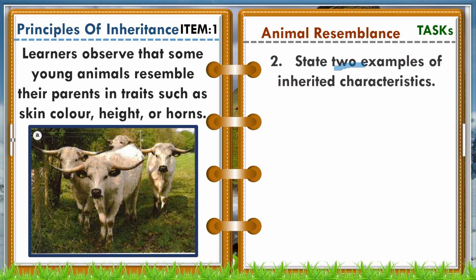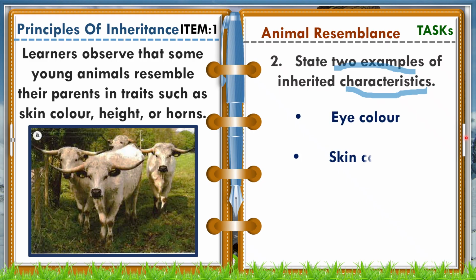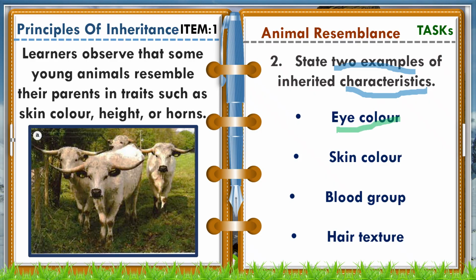State 2 examples of inherited characteristics. They want us to state 2 examples of inherited characteristics. We have, for example, eye color, skin color, blood groups, and also hair texture. Many traits are passed over, but we have just mentioned a few.